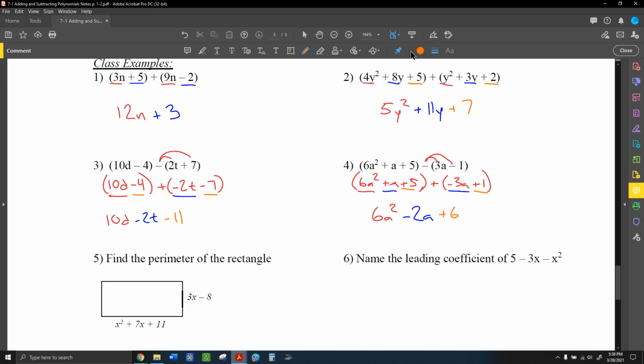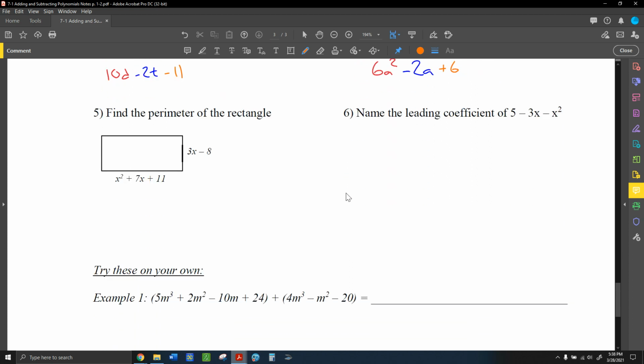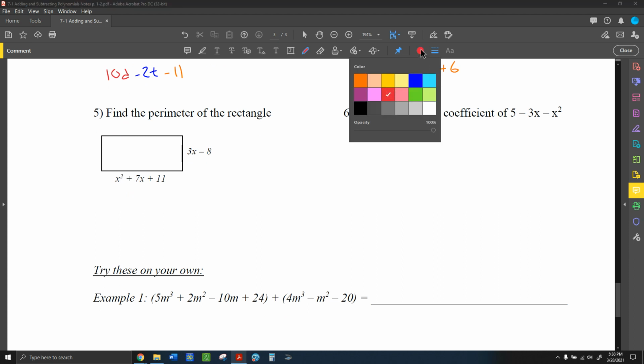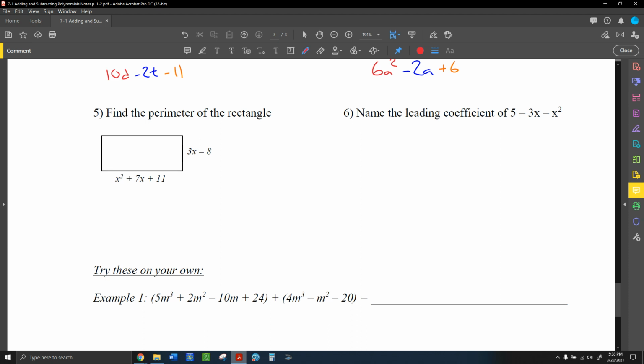All right, a couple more for today. Let's find the perimeter of the rectangle. Now, as a reminder, the perimeter of a rectangle is the sum of each of the sides. So I'm going to go ahead and write out these side lengths here that are missing. I know that the sides opposite are congruent. So we have x squared plus 7x plus 11 on this length. And then on the opposite width, we've got 3x minus 8.